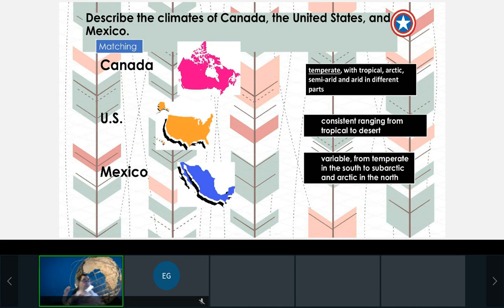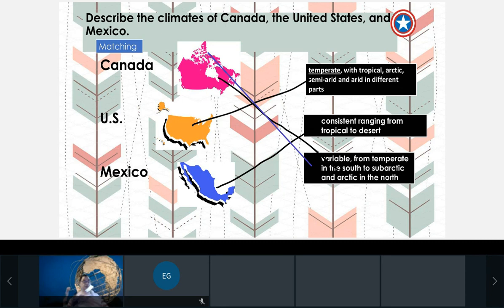Okay, so climate. Which of these three climates is temperate? Which is consistent, ranging from tropical to desert, and which is variable from temperate in the south to subarctic and Arctic in the north? Which one would be temperate in the south to subarctic and Arctic in the north? Which would be consistent, ranging from tropical to desert, and temperate? The United States is temperate. Very good. Okay. So the United States is temperate.